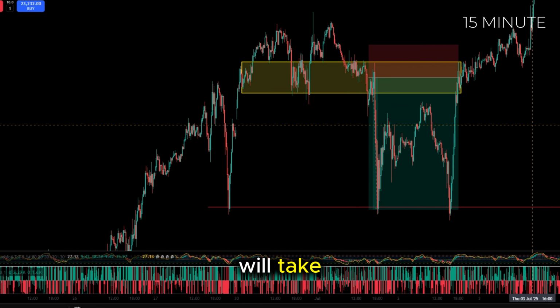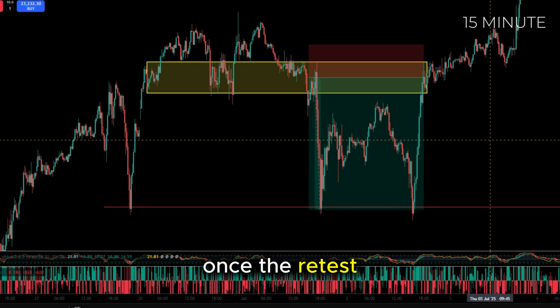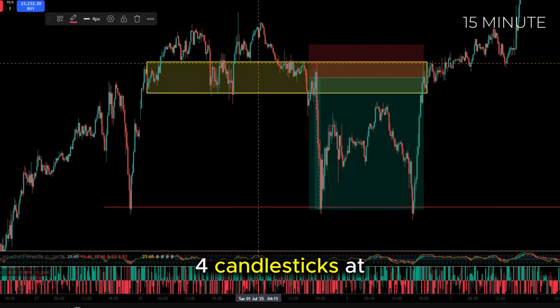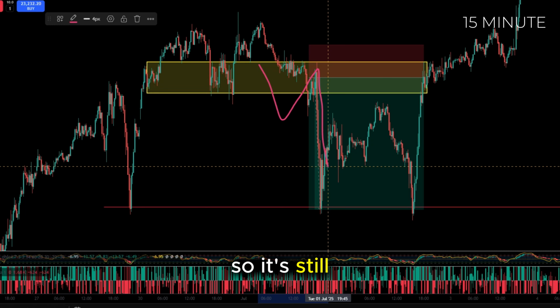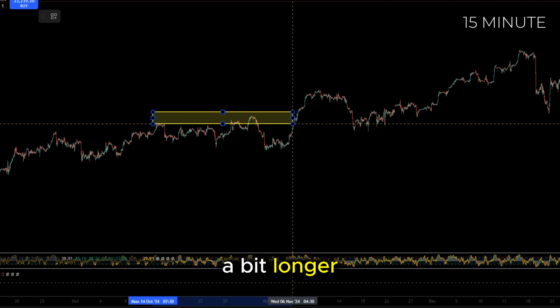This trade will take a bit longer than the previous trades, but it's still pretty impulsive. Once the retest happened, as you can see, it's about 3-4 candlesticks at 15 minutes. So it's still a quick trade. Now the 30 minute time frame, the trades get a bit longer from here.